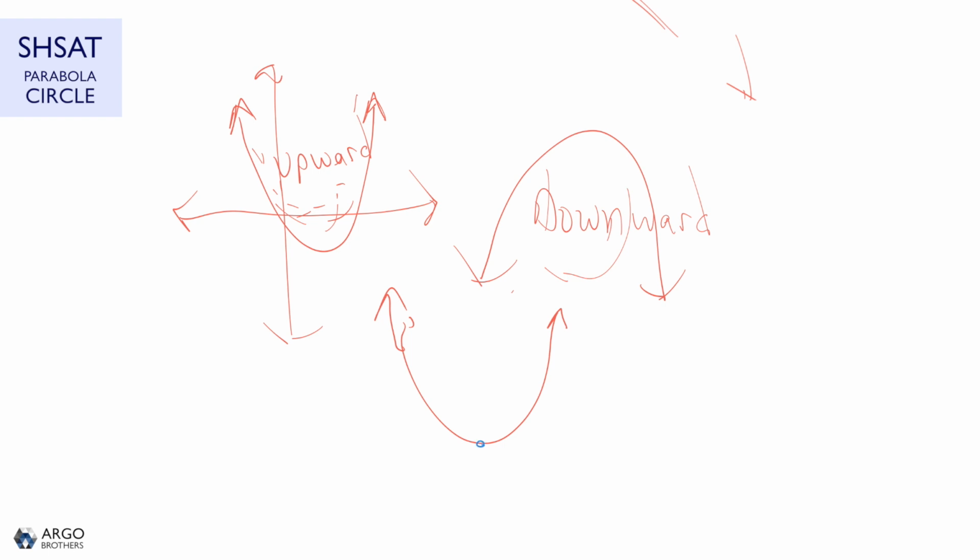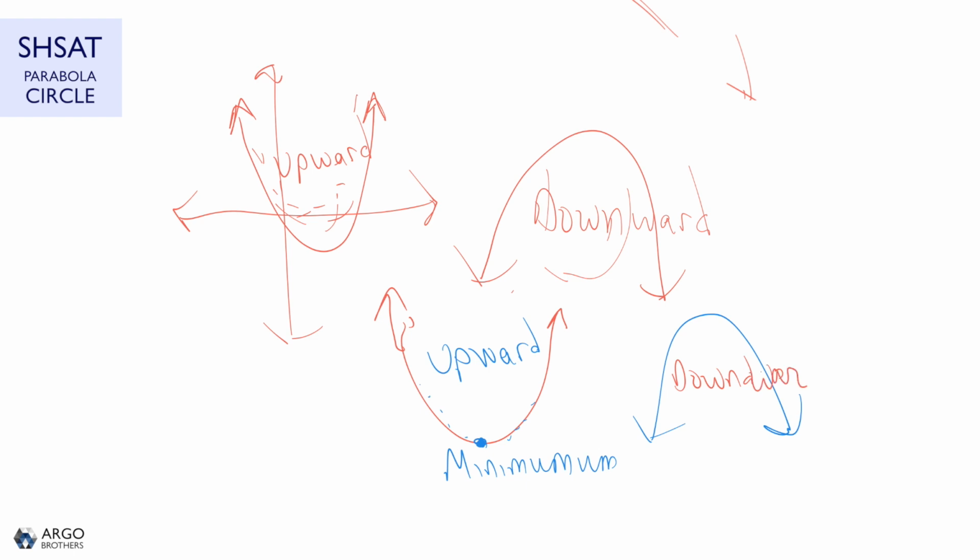But this point here, when the parabola is upward, is the lowest point on the graph. So we call this the minimum. There's no point lower. Every other point is getting higher. And when you have a parabola that is concave down, what about this middle point here? What is that called? Well, that is the highest point, so that is called the maximum.